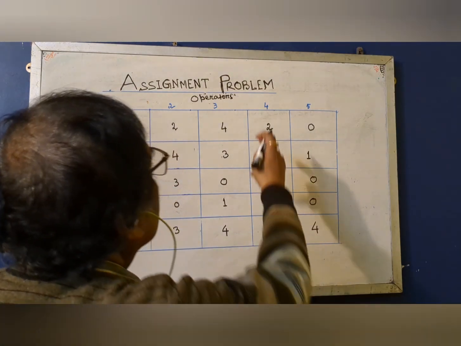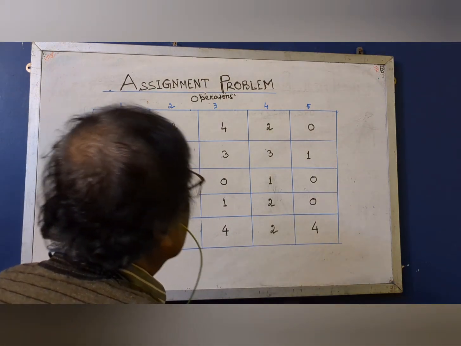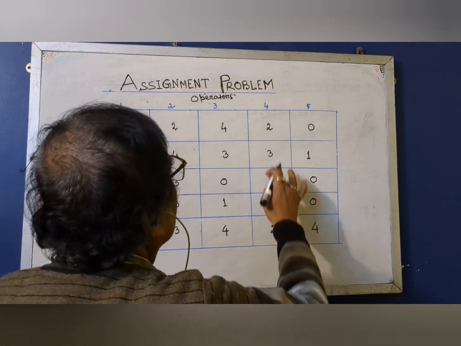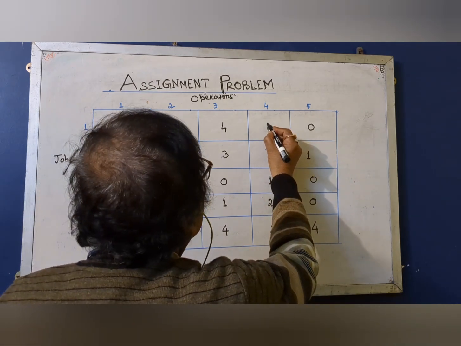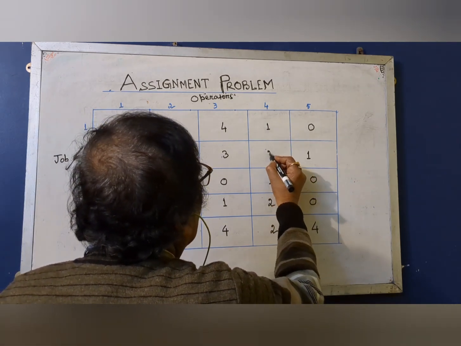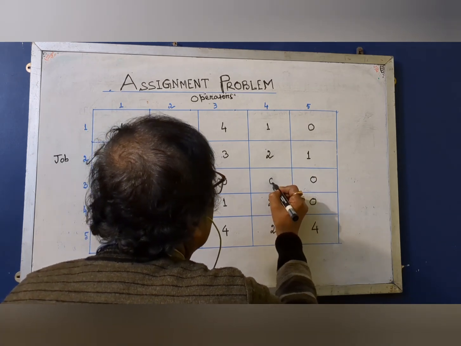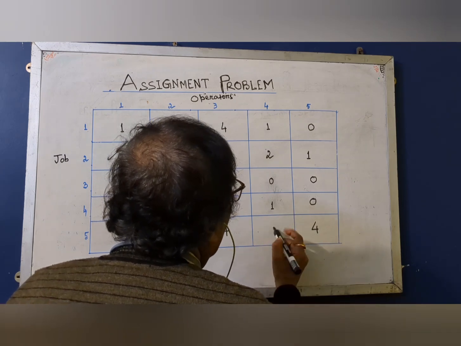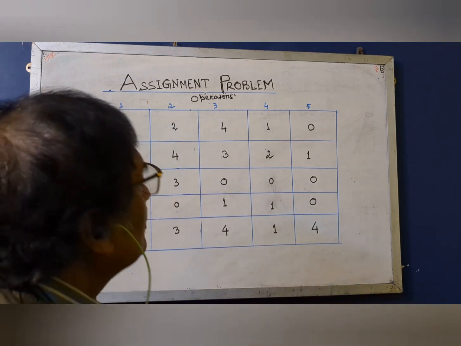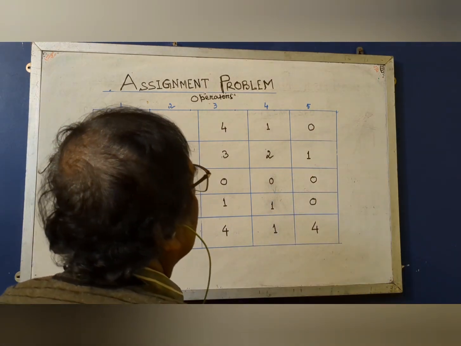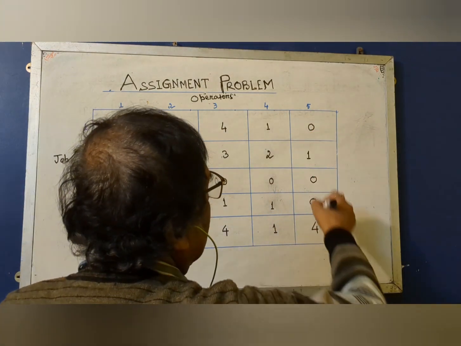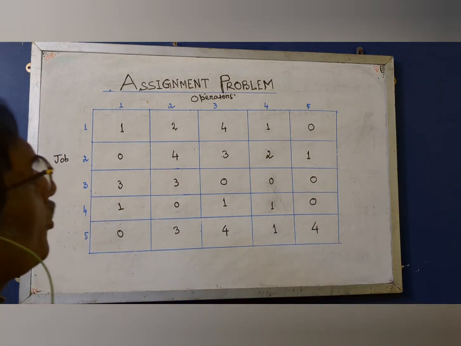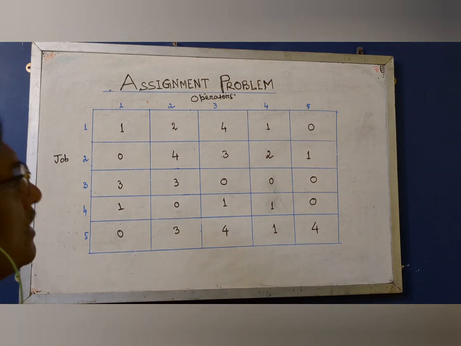But for the fourth column, you see the lowest element is 1, and 1 is to be subtracted from all other elements of that column. That means 2 minus 1 is 1. 3 minus 1 is 2. And 1 minus 1 is 0. 2 minus 1 is 1. And 2 minus 1 is 1. And for the fifth column, the lowest element is 0. If you subtract the lowest element from other elements, it will remain the same. In this way, the row operation and column operation are to be completed, as I have already mentioned.